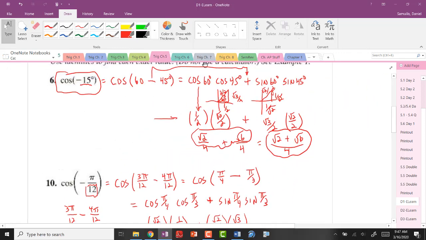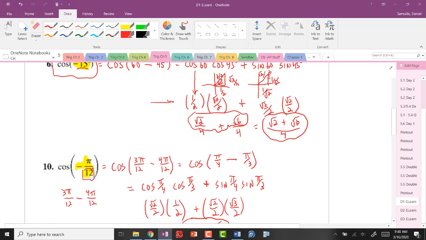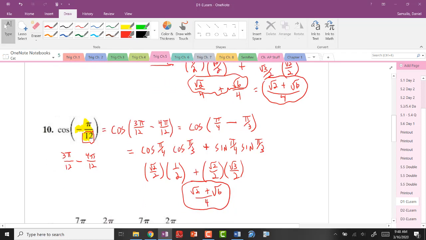The angle measure, negative 15 degrees. If I converted that to radians, take a wild guess what you would get. Negative pi over 12. So I did the same exact question on accident, but not really. I just wanted you to work with radians and see how they work. That's why the answer ended up being the exact same.